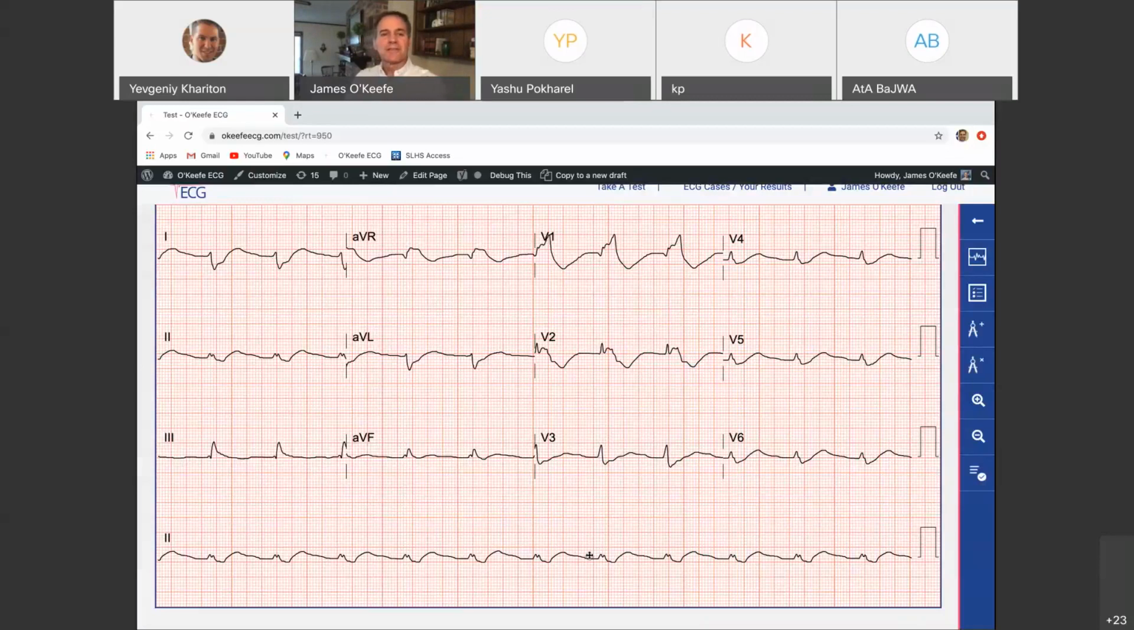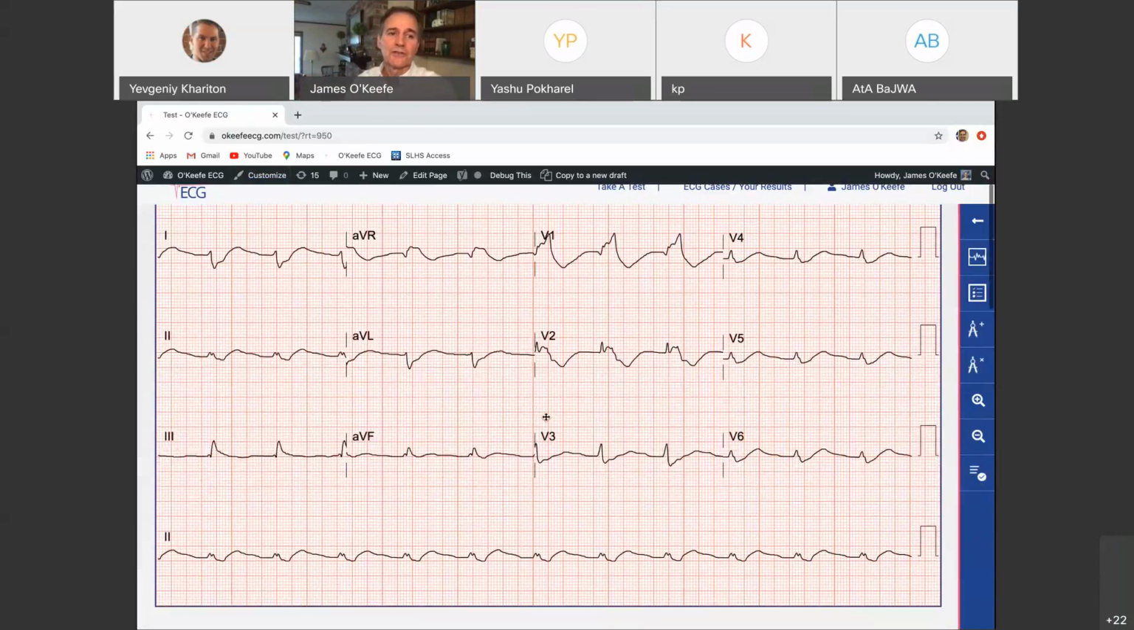So in fact, this is right bundle branch block. It's left posterior fascicular block because of that right axis deviation without another cause for it. Now, granted, this is a really bizarre looking tracing just because everything is so drawn out. Sometimes you see something like this with hyperkalemia as well. But again, the stem tells you here this is flecainide toxicity.